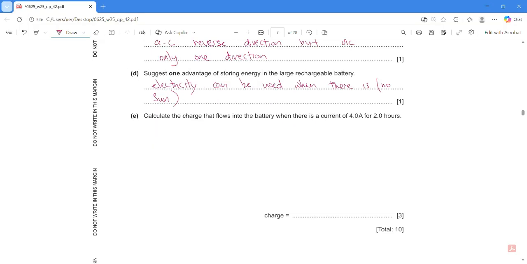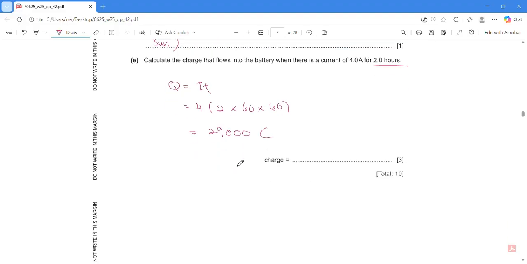Anyway, question E. Calculate the charge that flows in the battery. So the charge formula is Q equals IT. The current is 4. For the time, please remember to always change to the standard unit, which for time is seconds. So 2 hours converts to seconds: 2 times 60 times 60. And we should get the answer, 29,000 coulomb. Easy peasy.